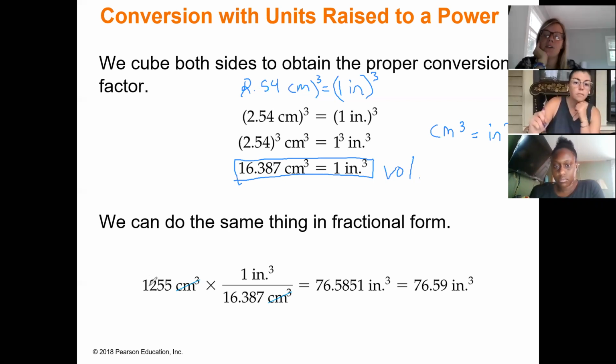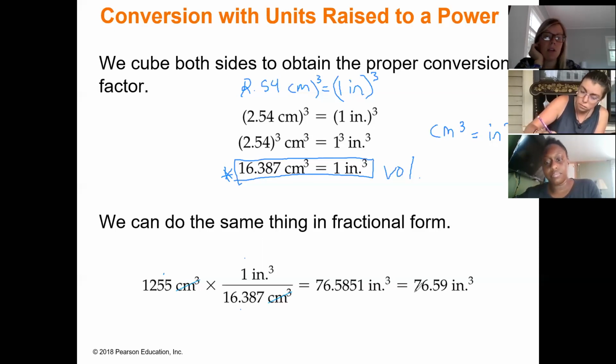So if we had 1,255 centimeters cubed, and I wanted to know what this was in inches cubed, we could use this new derived conversion factor right here. You set it up the same way. You put the centimeter cubed on the bottom because we want that to go away. We put the inch cubed on the top because that's where we want to go. And we just let the dimensional analysis tell us what to do. So this number times this number divided by our 16. We get a final answer with just the inch cubed unit, and then we round accordingly.